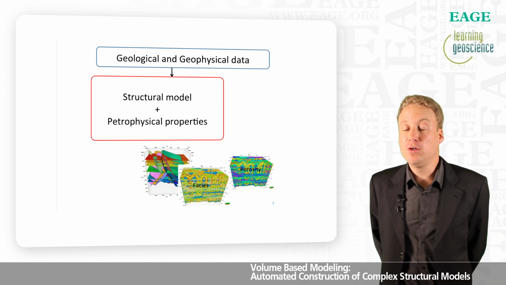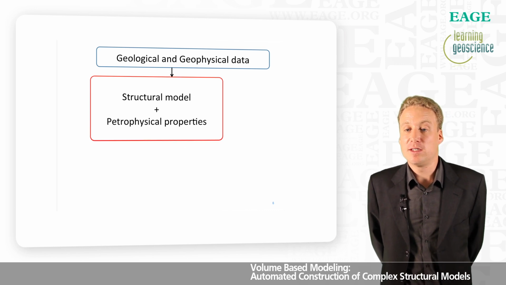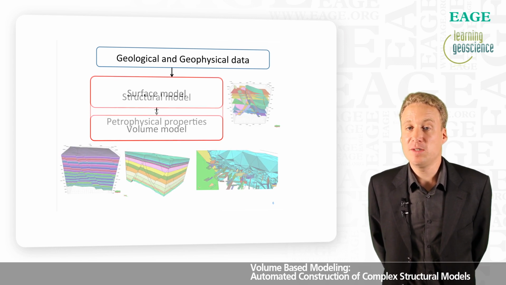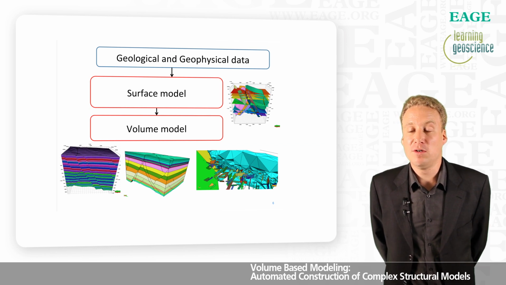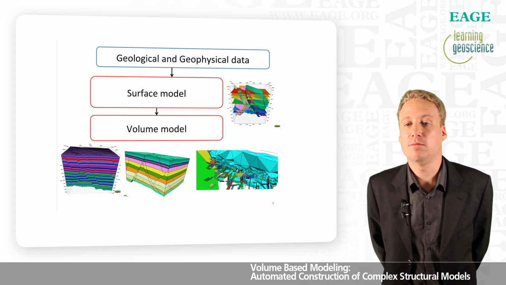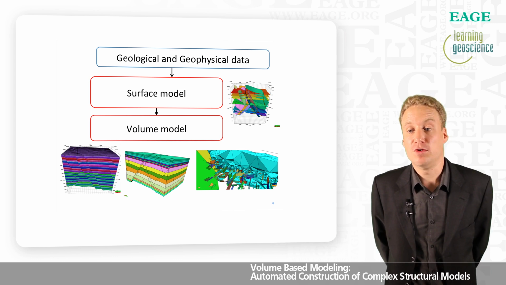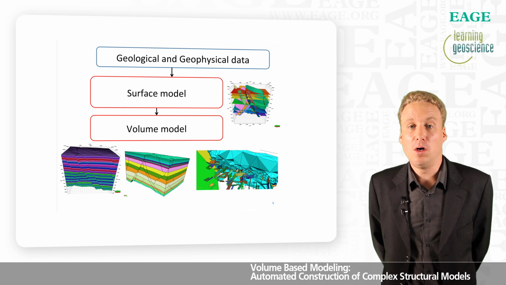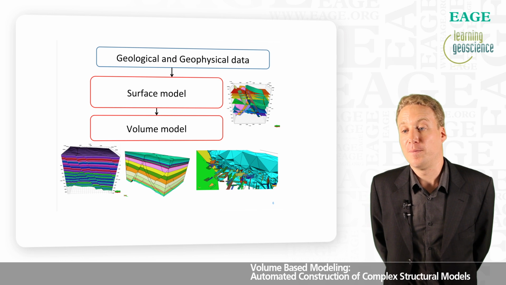From this model, I will only talk about the structural modeling part. I will not talk about the property population part. And these structural models can be divided into, on one side, the surface models, which are composed of a set of horizon and fault surfaces and topological information about the connection between these surfaces, and a volume model, which can be a structured grid for flow simulation, for example, a boundary representation that can be used for velocity modeling, or a tetrahedral mesh used for geomechanical calculations.